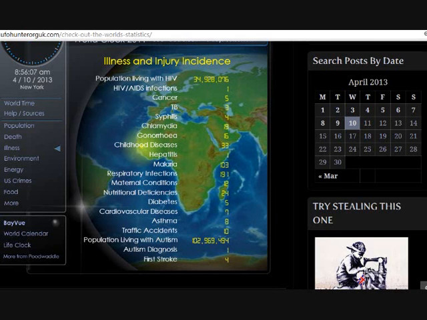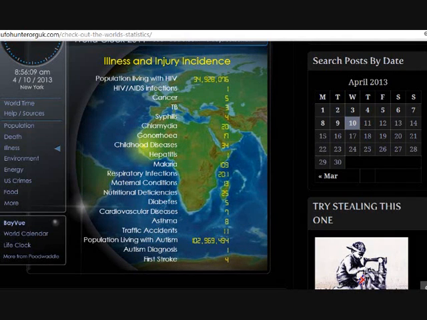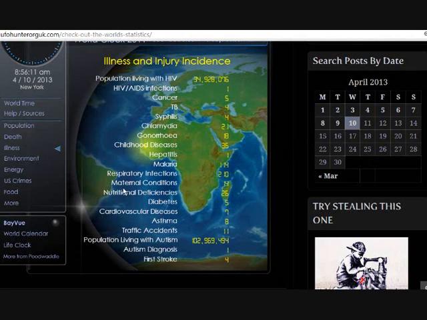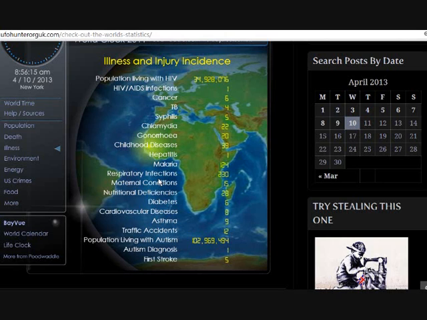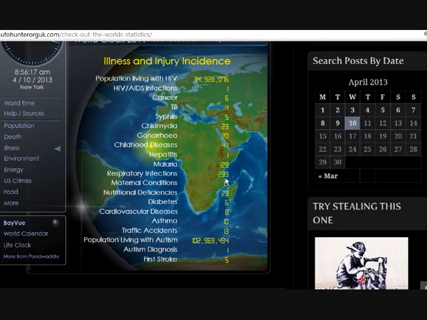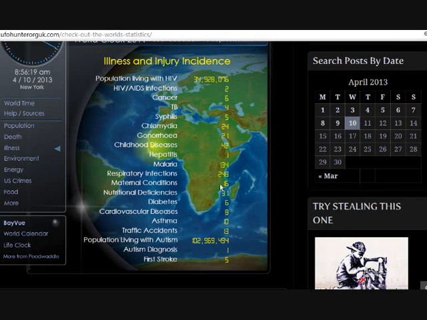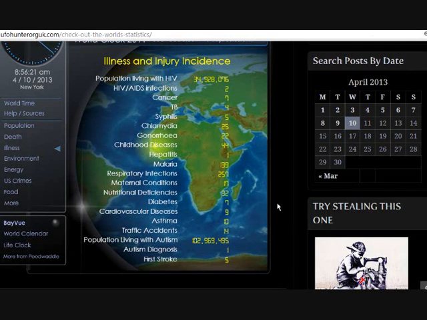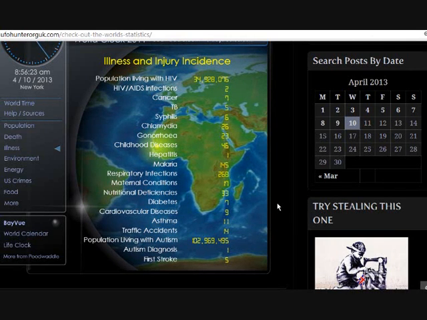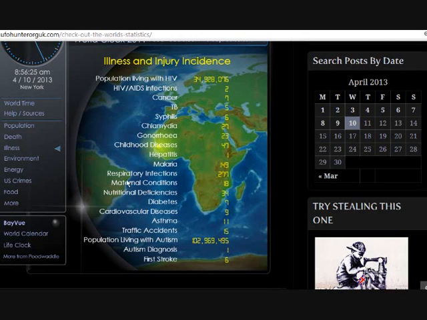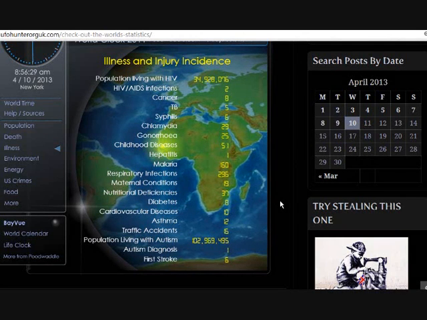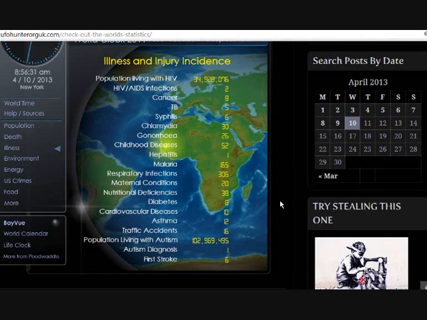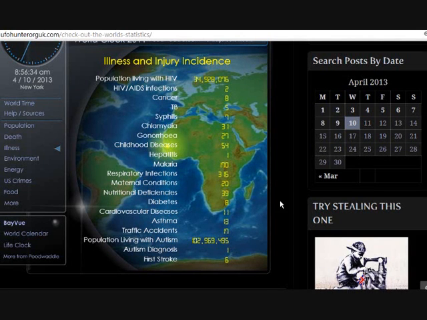Now the one that interests me the most is respiratory infections. Right now across the world, it's just going up. It's the highest rising one on here, and it just freaks me out. You can see it's just going up and up and up. It's the one rising the quickest. So what is causing respiratory infections like this around the world to be recorded?